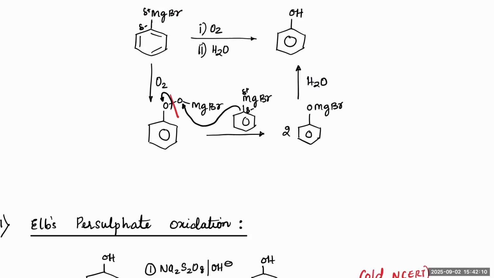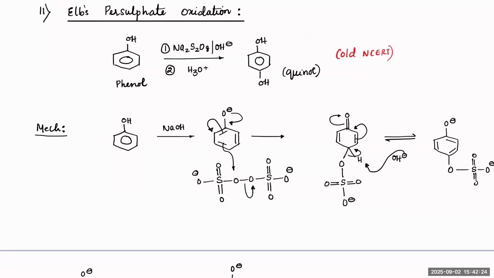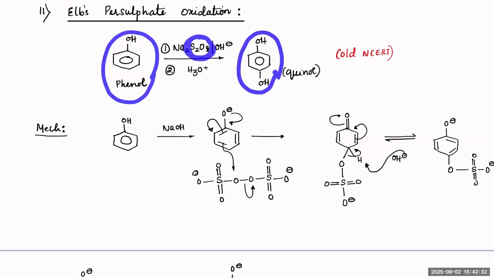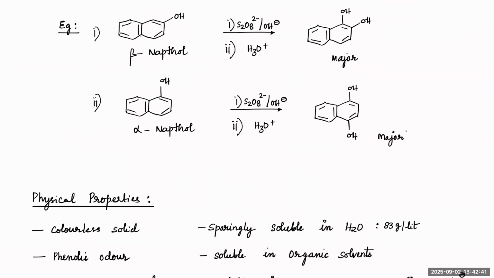Done? Okay. Next, ELBS oxidation is removed from both JEE Mains and Advanced. It used to be in the old NCERT. Now it's not there, so let's not worry about it. Mechanism wise, let's not worry. But by chance, if it is given like this, phenol, if you react with S2O8 2 minus, it will give you quinols. Simple. Of course, there has to be hydrolysis followed. You will get OH, phenol will convert into quinol. Okay, it's mainly for quinol preparation.